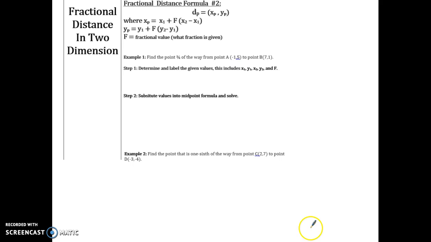So again, we have our formula up here. So dp is xp, yp, and then we break that further down into xp equals x1 plus f times (x2 minus x1), and then yp, which is y1 plus f times (y2 minus y1). Just like yesterday, our f is our fractional value. So whatever fraction is given, that's what you will be substituting that with. So we go ahead and start.